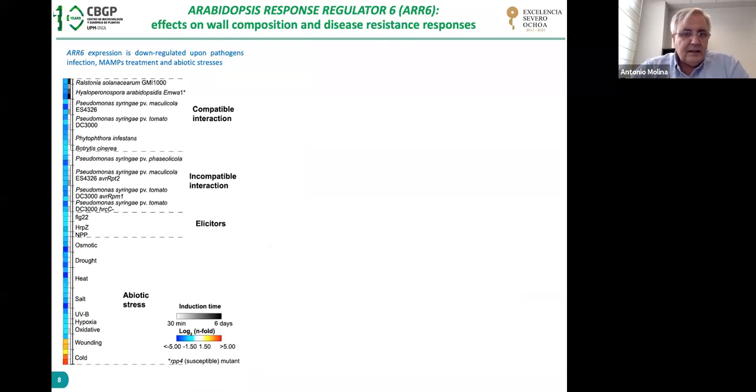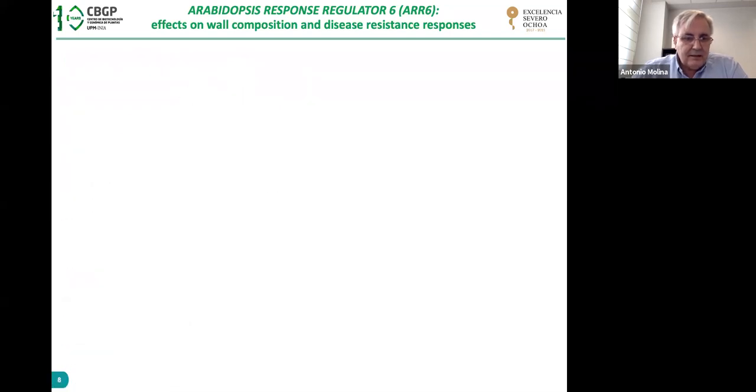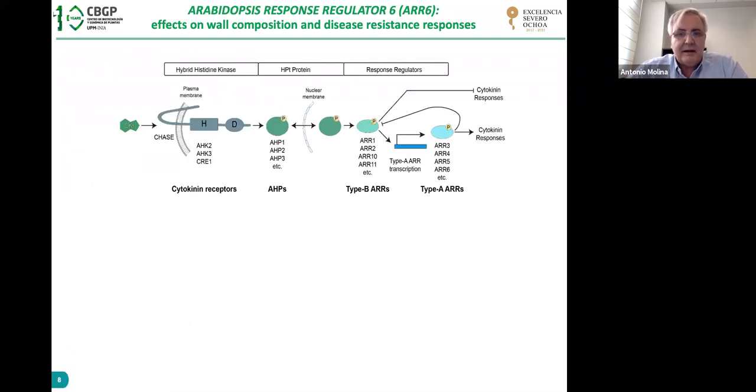Interestingly, when we look at the expression data of the Arabidopsis response regulator in the database, we were a little surprised, because as you can see here in this scheme, which is supplementary figure 1 of the paper, the expression of this gene is downregulated after infection with compatible and incompatible pathogens, and interestingly also after treatment with MAMPs and in response to several abiotic stresses. So what is this Arabidopsis response regulator?